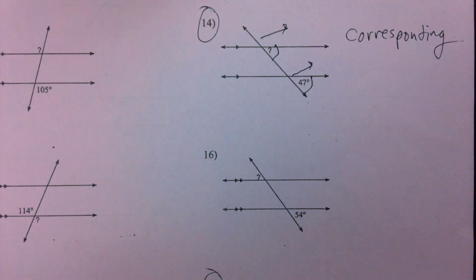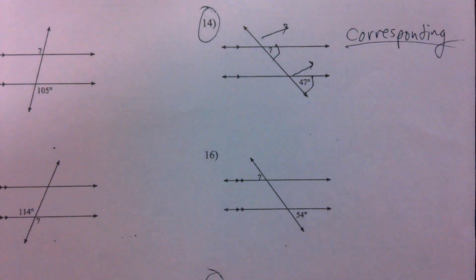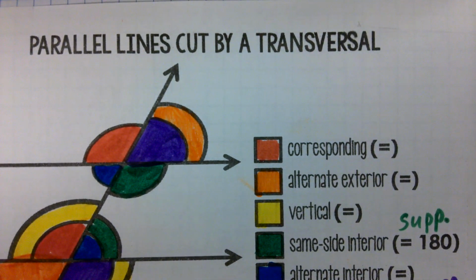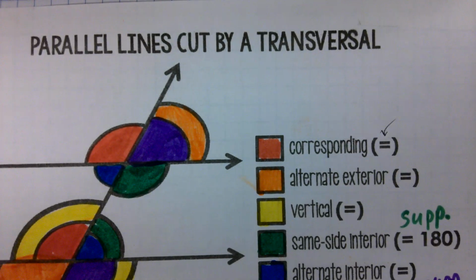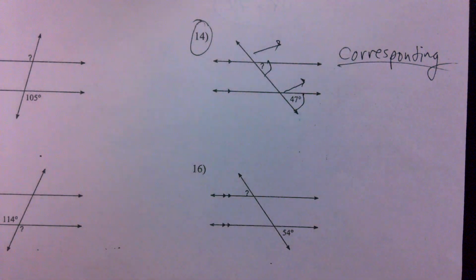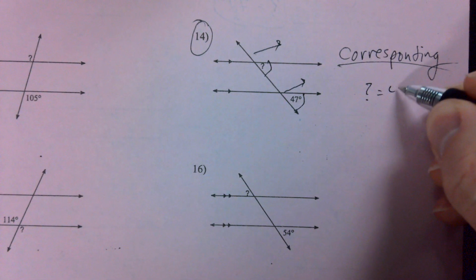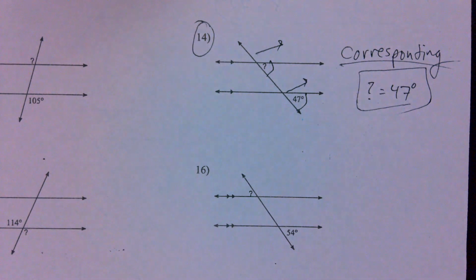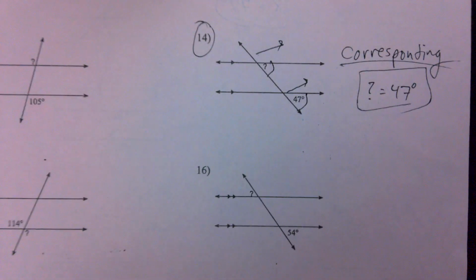Are corresponding angles equal or supplementary? Take a look back at your colored in sheet. Corresponding angles are in red. Are those equal or supplementary? They're equal. So question mark equals 47 degrees. Again, no math needed, nothing to solve there until we get into today's lesson. We don't have anything to solve.